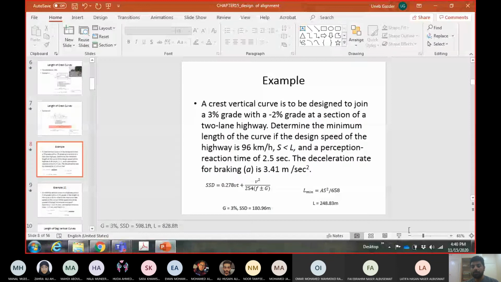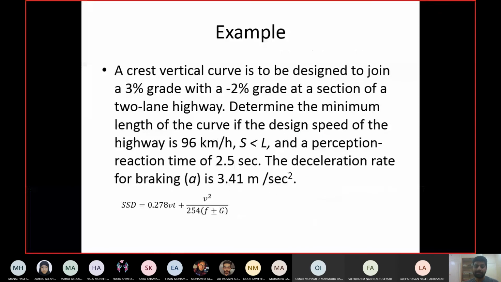And one important thing to note about A is that it is always put in percentage. So you will not put 0.05, you will put 5. A is always in percentage. So A will be 5. So 5 into S square upon 658, not 0.05.